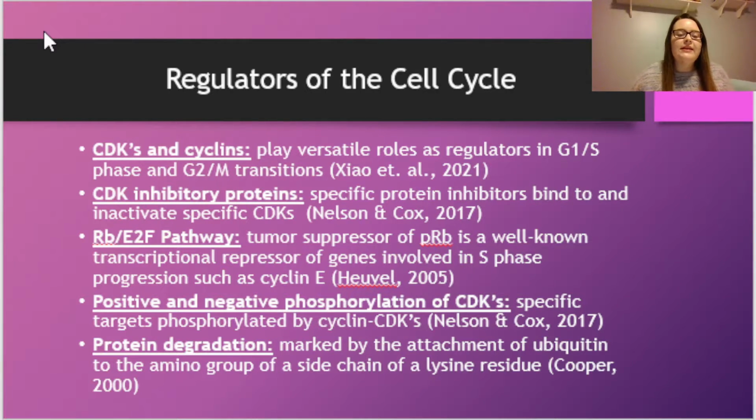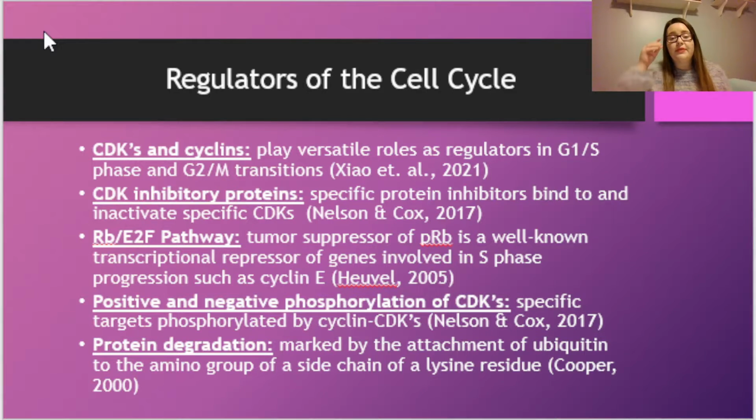Next, we would have the positive and negative phosphorylation of CDKs. These are the specific targets that are phosphorylated by cyclin CDKs. In particular, they are the proteins of the nuclear envelope of the cell, and proteins that are required for cytokinesis to happen and for DNA repair. So again, cytokinesis is whenever the cell is going to split into the two daughter cells, and DNA needs to be repaired within the cell.